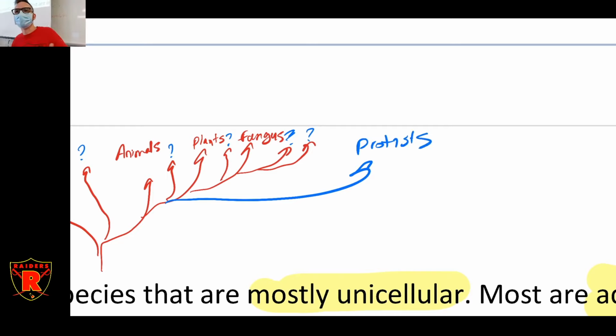So that's what we did. Okay, so this is the real weird one. When we talk about this group and what makes something a protist, like what does a protist look like, that's hard to say because they are quite different.